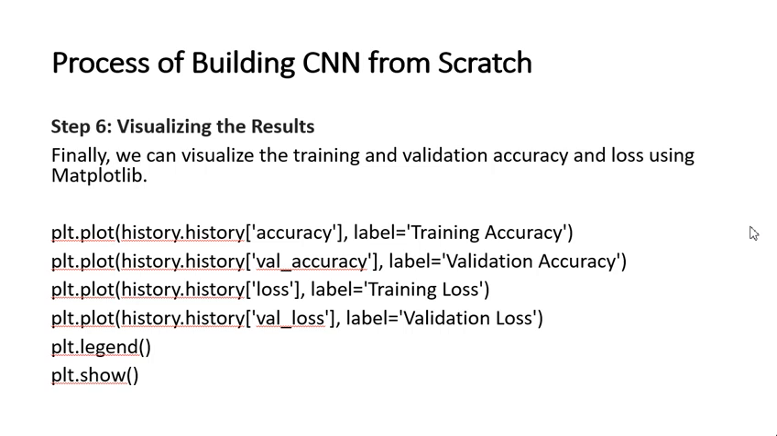So we can write this code. This is plt, a variable for the matplotlib plot. plt.plot of the compilation history dot accuracy, label equal to training accuracy. We can change these words and it will be printed. Legend, show.